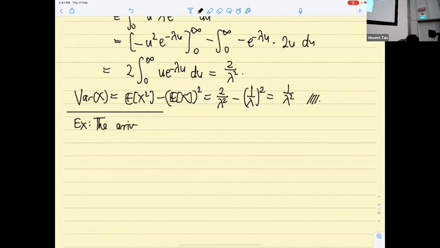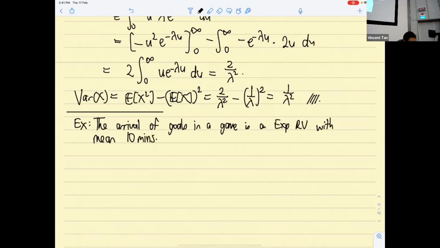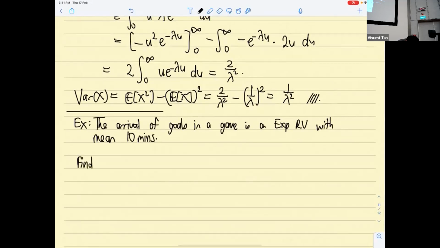The arrival of goals in a game of football is an exponential random variable with mean 10 minutes. My question is: find the probability that the first goal is scored between the 40th and 45th minute.